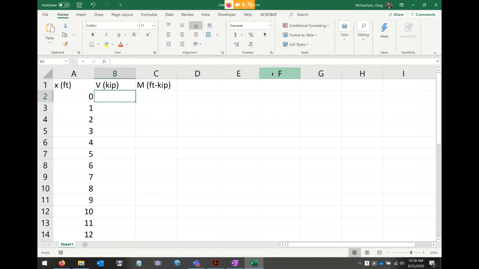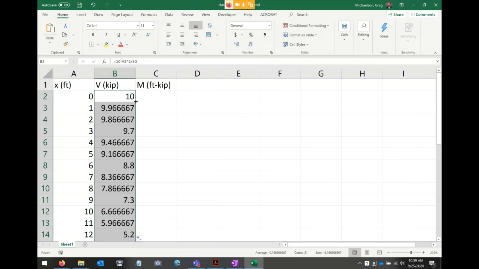Now I'm going to use these equations to compute the shears and the moments, respectively. So what do we have? Equals 10 minus x squared over 30. And to be quick, you can put your cursor on that bottom left corner and just double click, and boom, it fills it in.